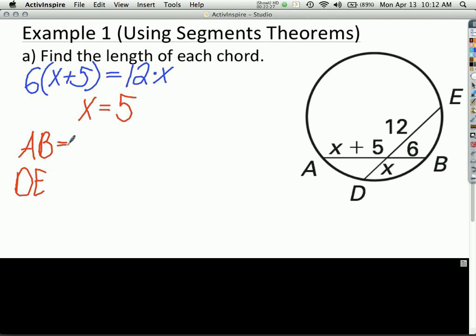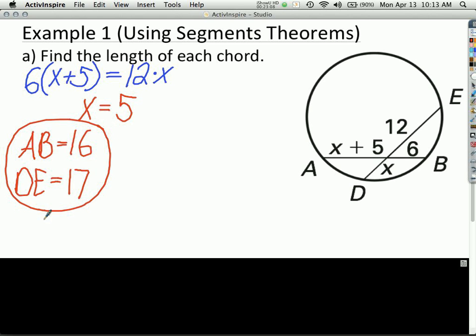Joe? 16, very good. And what is the length DE? Brian? 17. Very good. Any questions on how we use the segments of chords theorem to set up this relationship that we then solved to find what we were looking for? Any questions?